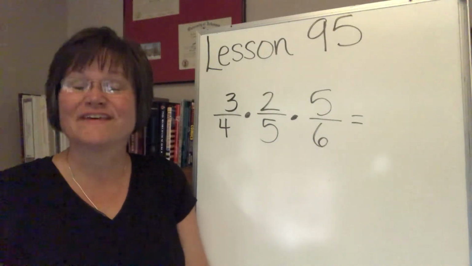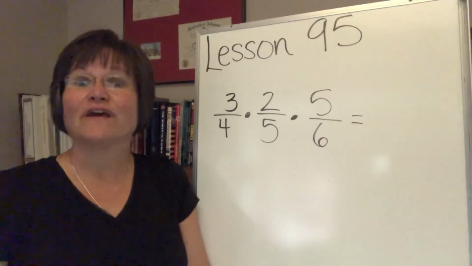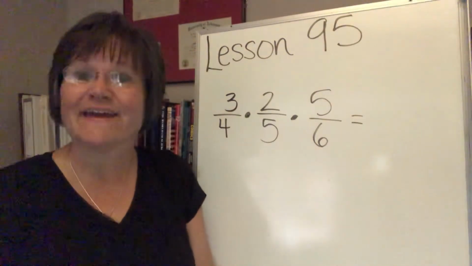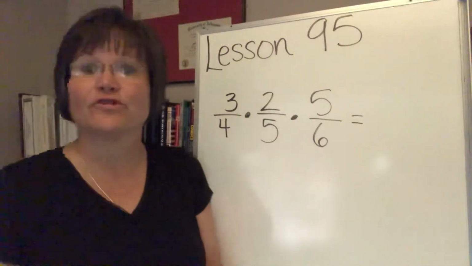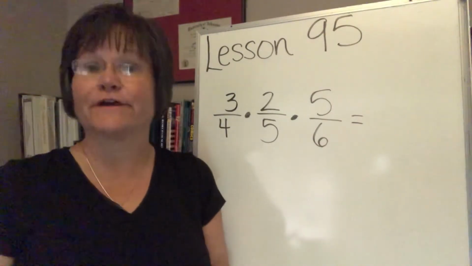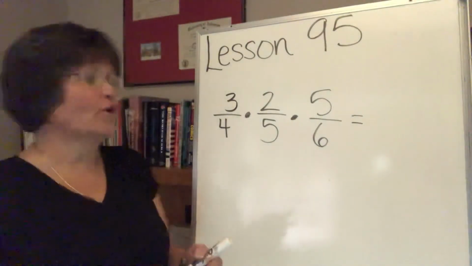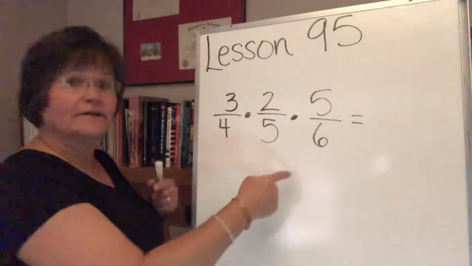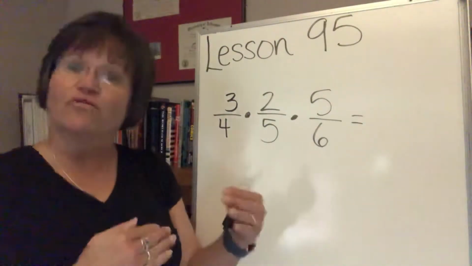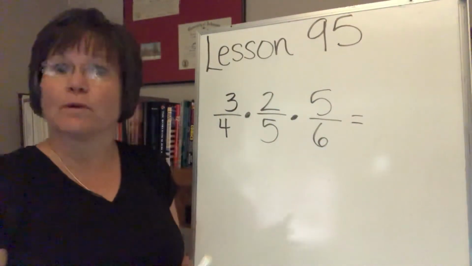Hi boys and girls. Today's lesson in Saxon is lesson 95, and it is titled Reducing Rates Before Multiplying. This lesson is related to the lesson that we have done previously, cross-canceling before multiplying. To refresh your memory, the lesson involved looking at the numerators and denominators and finding the relationship so that we could cross-cancel before we multiplied, so that we would end up with a simplified product when we were finished.